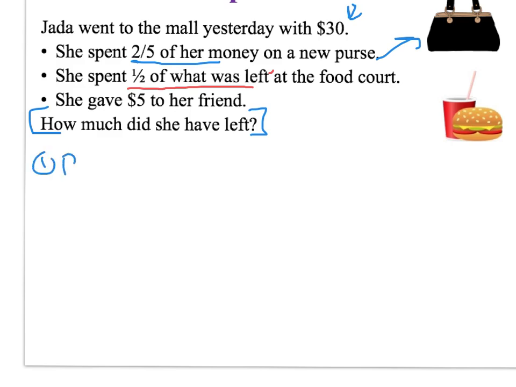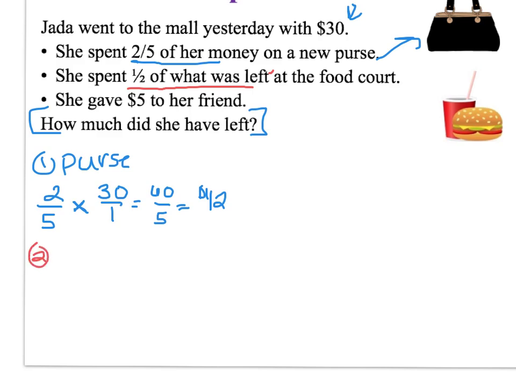So my first step is to figure out how much was on a purse. So she spent 2/5 of, which means multiply, her money. So of 30. Can multiply it. I get 60 over 5, which gives me $12. So she spent $12 on her purse.